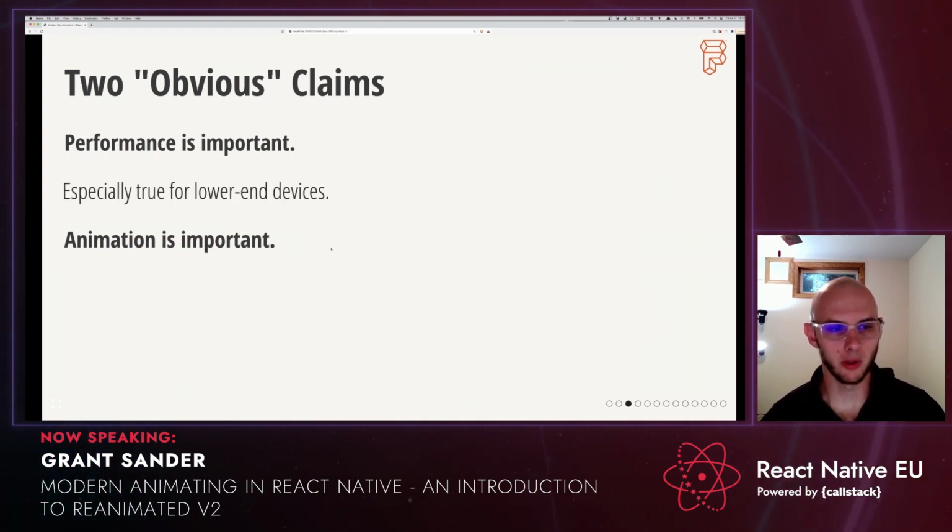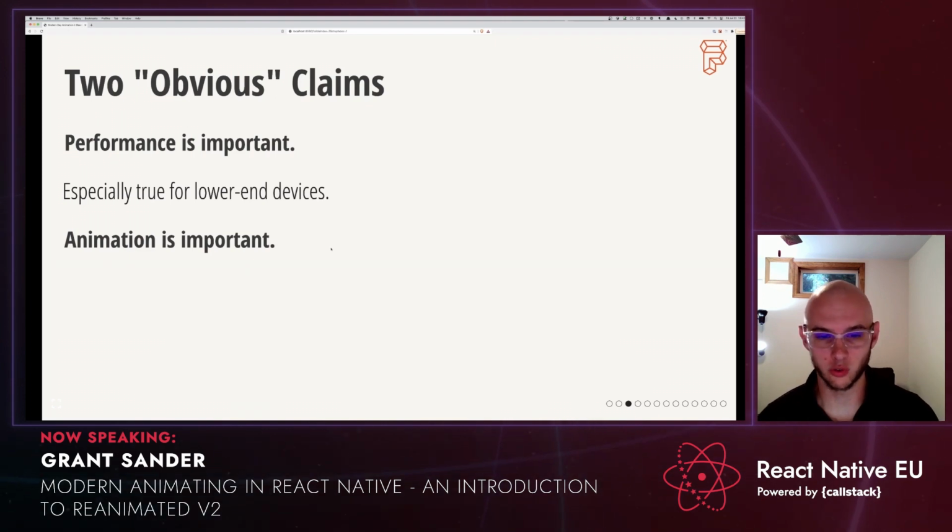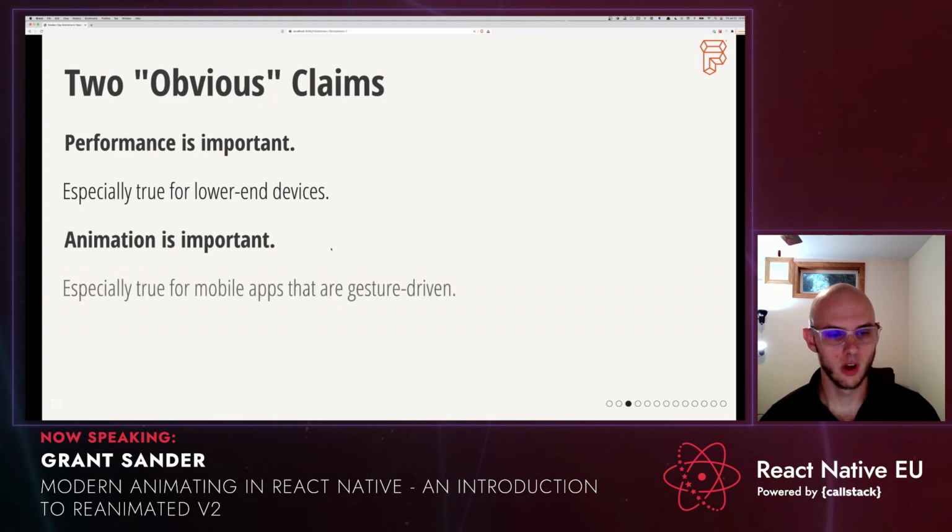So when it comes to mobile apps, performance being important is especially true for lower end devices. We often need to support Android devices, usually budget friendly Android devices, which don't always have the strongest processors on board. Also, animation is very important for mobile apps, given that they're very gesture driven. Users interact with their mobile apps with their fingers. They're doing finger gestures. And so it's important for us to give enough animation to give them feedback that we're responding to their gestures in a way that they would expect.